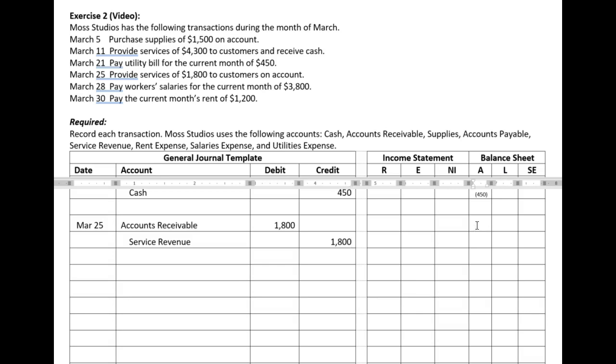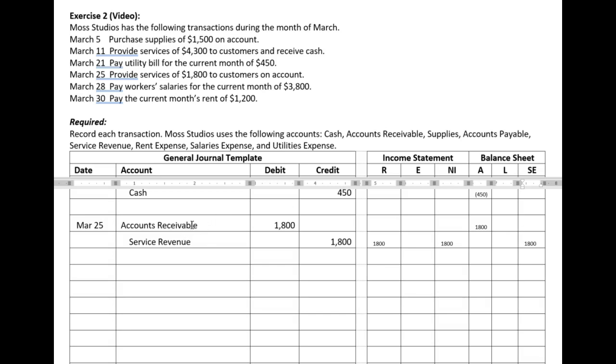So here, we know that our assets are going up in the form of accounts receivable. Service revenue, what's going on there? Well, service revenue is part of the financial performance. It's a revenue account. So as revenues go up, what happens to income? Income goes up as well. As income increases, equity does what? It increases as well, so $1,800. Notice our equation stays in balance.